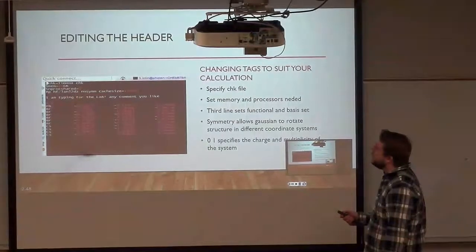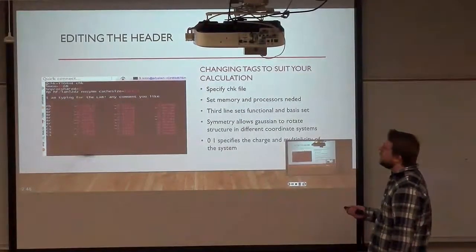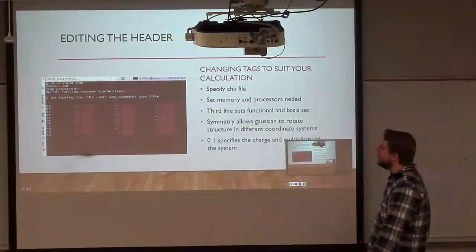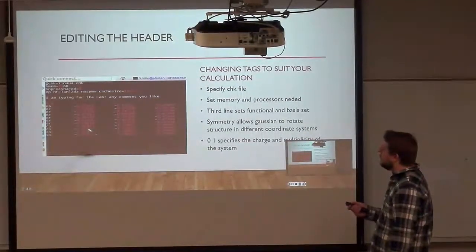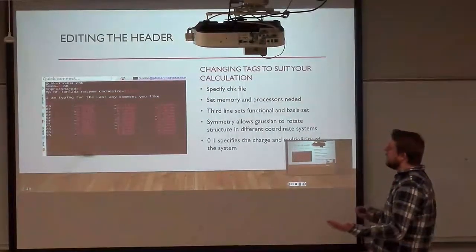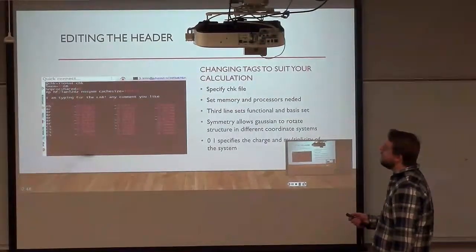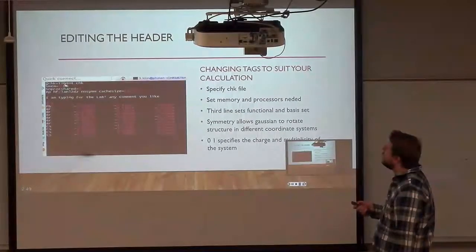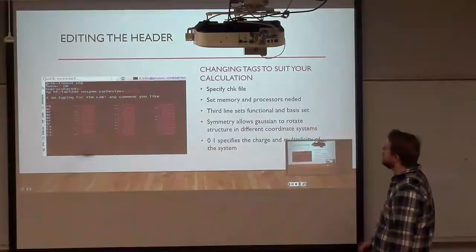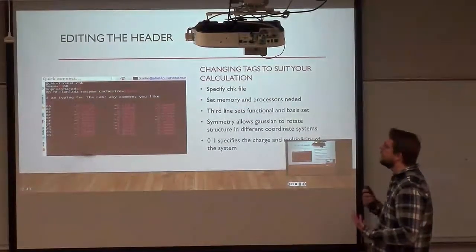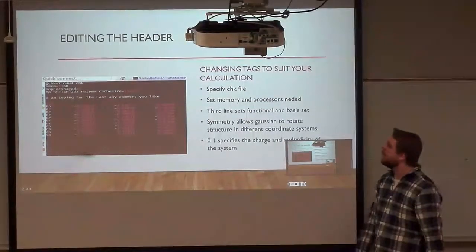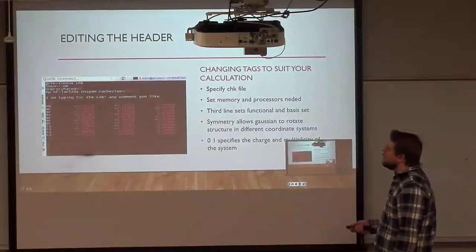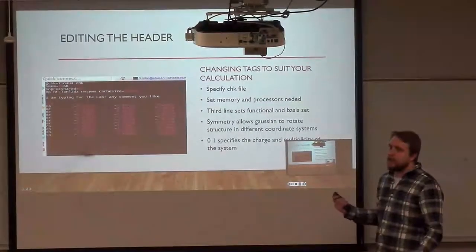The first line just specifies the check file. That's one of the output files you get when you run a job. You tell it what to call it, and after the job's finished, it'll put that check file in the directory. The next two lines, memory and processors, just set how many resources you want for a given job. In this class, we haven't really done any of that, or at least I haven't.